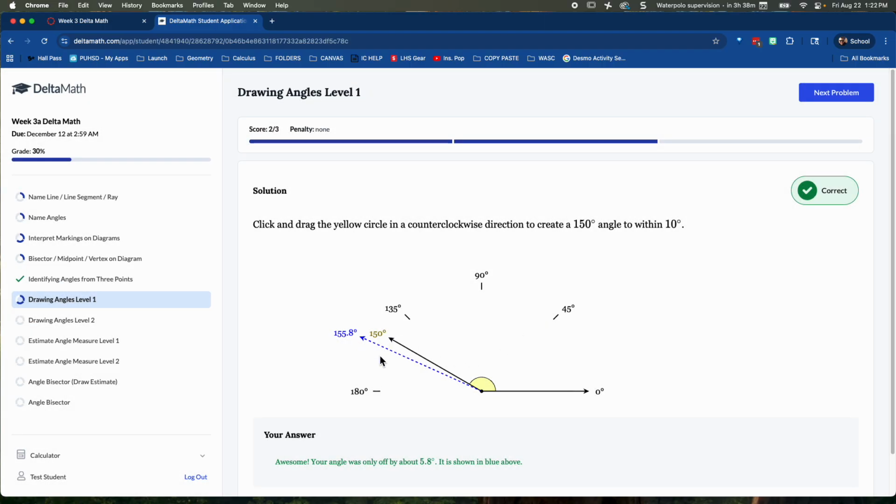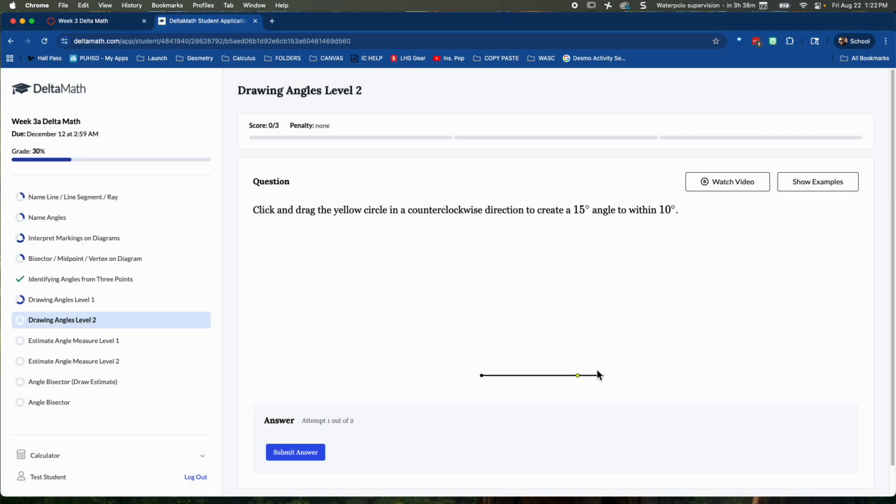So it was a little bit closer to 135, which was true, but I was pretty close. Okay, now drawing angles level 2. Oh my gosh, I don't have my markings, so I have to think about where was 10 degrees. Well, a quarter circle is 90. So halfway to a quarter circle would be 45.